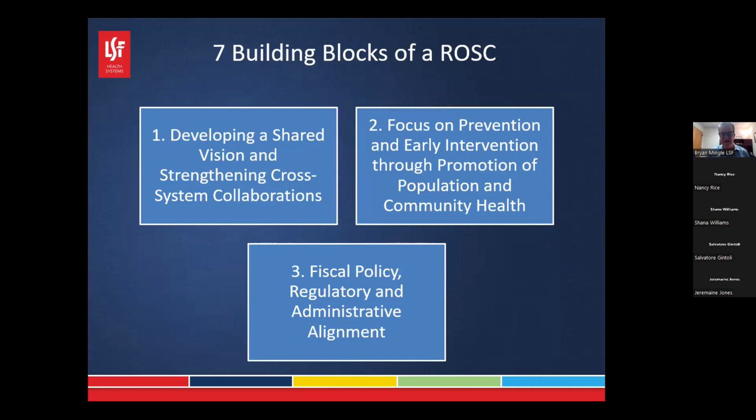Number one is we're doing that now. We're developing a shared vision and we're strengthening our collaboration. We're focusing on prevention and early intervention through the promotion of population and community health. That's the social determinants we're talking about.